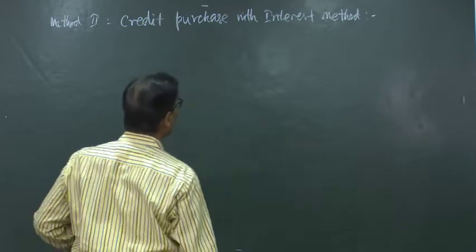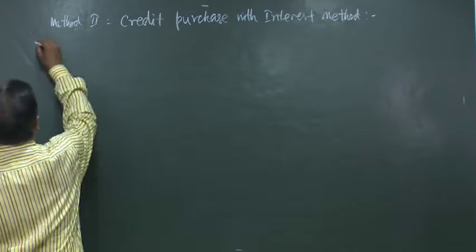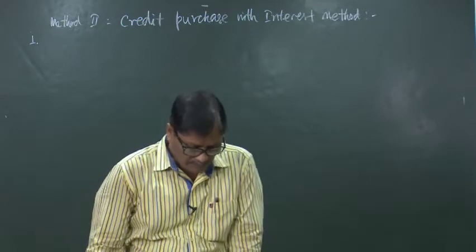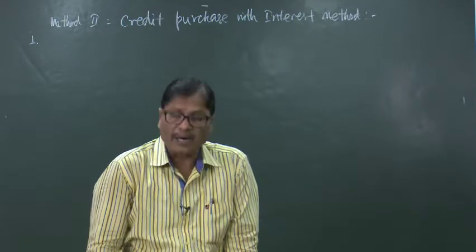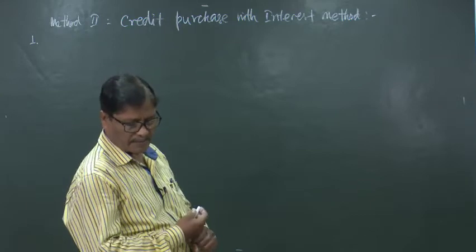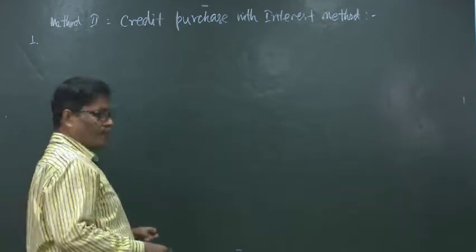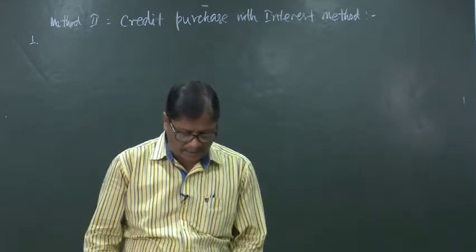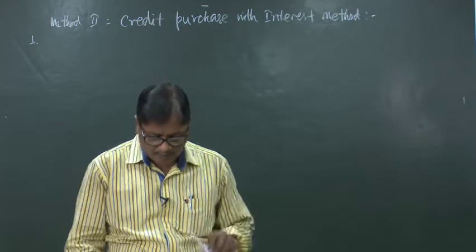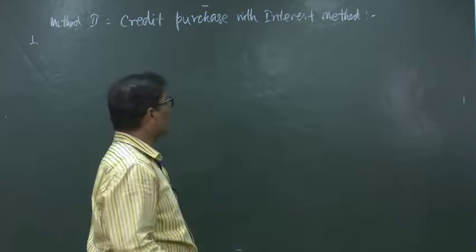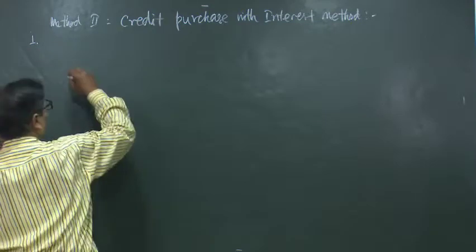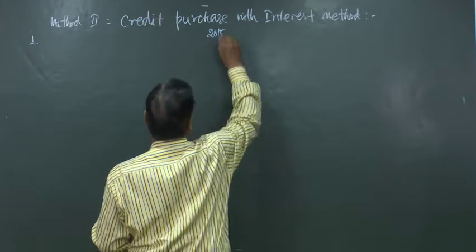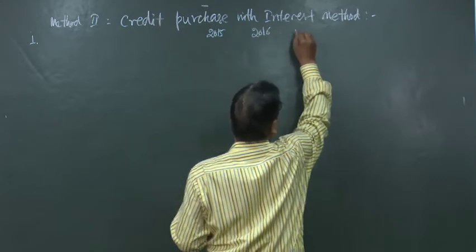Now, first of all, the entry number 1 will be for the asset being purchased on hire purchase system. When the asset is purchased, what will be the entry? The cost price of the machinery is 10,000 rupees, so we will have to pass the entry at 10,000. Here it will be machinery account debited. Let me do it in the columnar form again, that is 2015, 2016 and 2017.